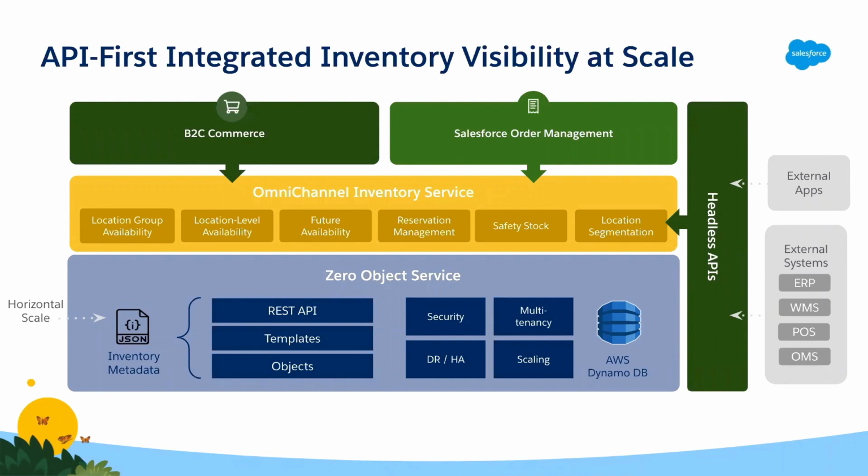Omnichannel inventory integrates out of the box with Salesforce Order Management through an API proxy. The API proxy enables Salesforce Order Management to get that inventory availability data and manage the reservation lifecycle during order routing, fulfillment, and cancellation.